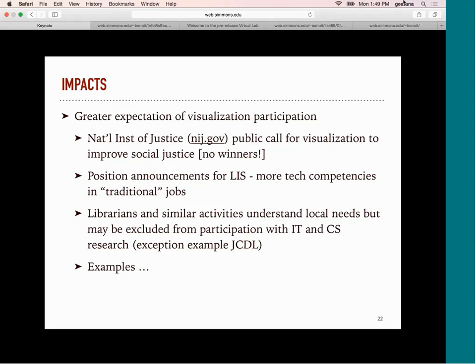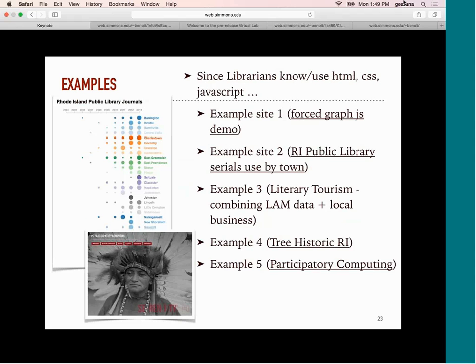Libraries may be excluded, and I use the exception example of the Joint Conference on Digital Libraries. There are a lot of papers there published by librarians and computer scientists together. That's great, collaboration. Equally, I'm going to use some examples, and forgive me if it crashes. I'm going to show you the examples in a moment because they're just using a JavaScript library.